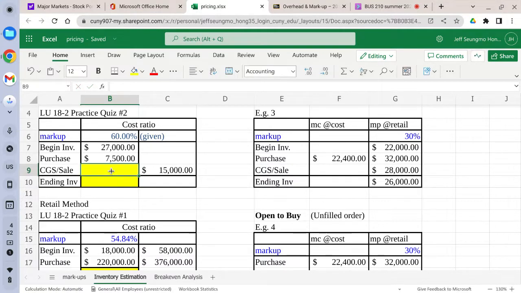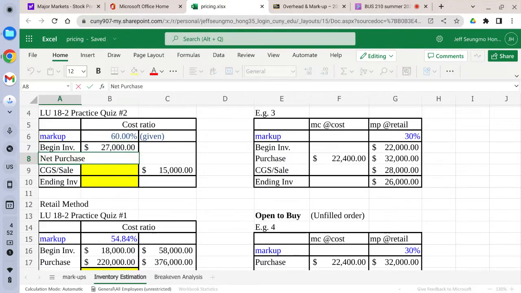So let's think about this. First, we have beginning inventory and net purchase. That means net purchase, right? You all know what that means.